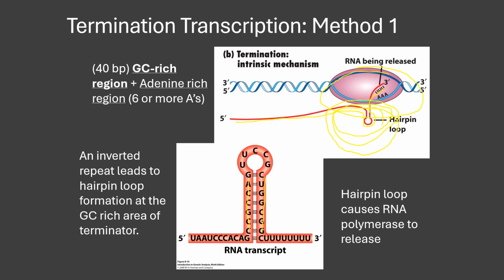And especially, you'll see the typical termination sequence. This type of termination sequence contains a 40 base pair region that's GC rich, has lots of G's, lots of C's. These tend to bind to each other, and it causes this hairpin loop to form. And when that happens, this causes the RNA polymerase to fall off. It can't move forward because this just physically kind of obstructs it.